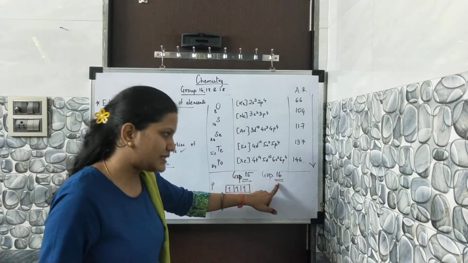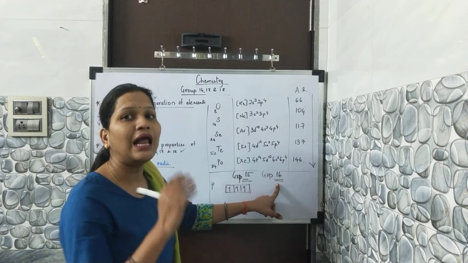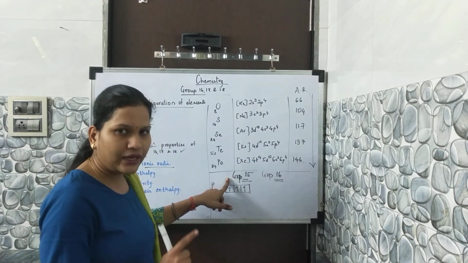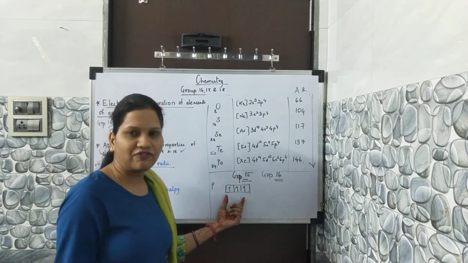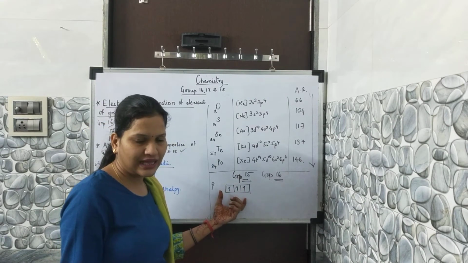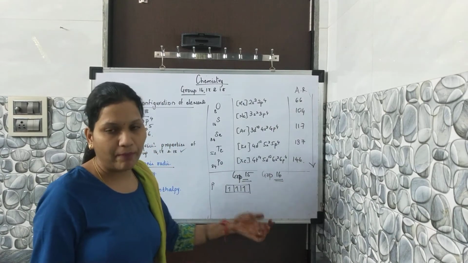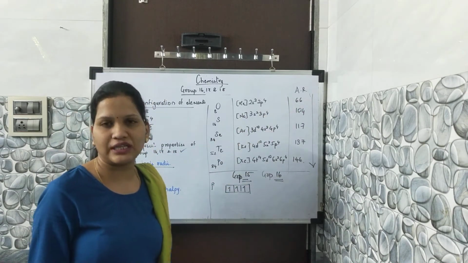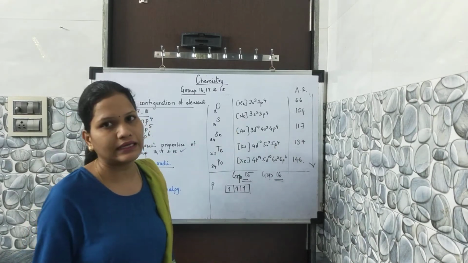When it comes to group 16, the value of ionization enthalpy is going to be low compared to 15, because group 15 has already completed the stable half-filled configuration, and because of that it is going to have the higher ionization enthalpy, whereas group 16 is going to have the low ionization enthalpy. But as you can see, as we move down the group, automatically the value of ionization enthalpy is going to decrease, because atomic radii increases.